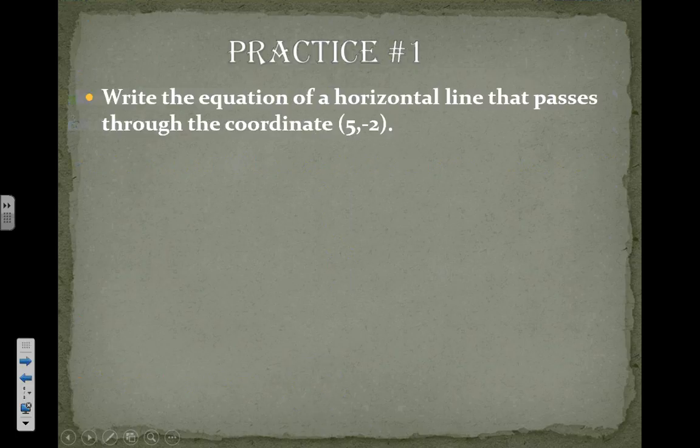So here's our first practice problem. Write the equation of a horizontal line that passes through the coordinates 5, -2. Take a moment to do this. Click pause. When you're ready, click play and we'll check. Okay, so let's check. This should have been y equals -2. All horizontal lines are y equals wherever that line would cross the y-axis.